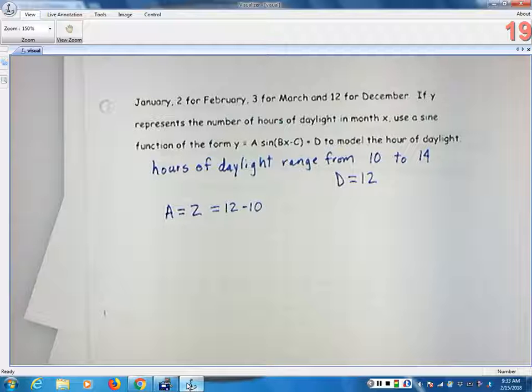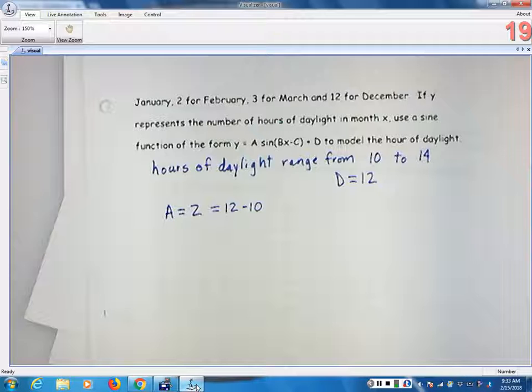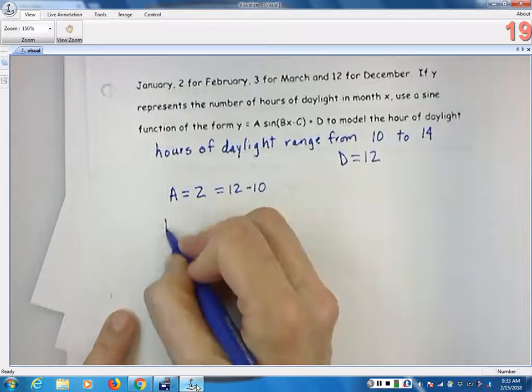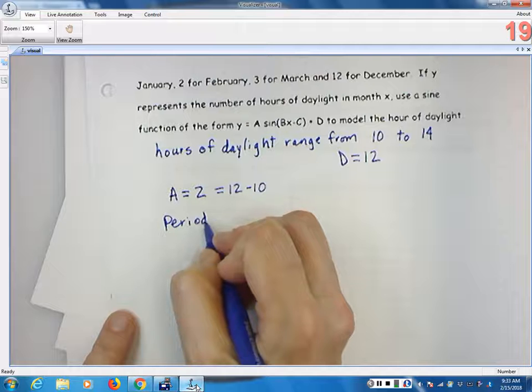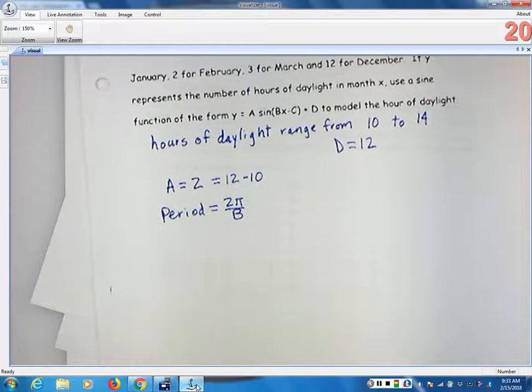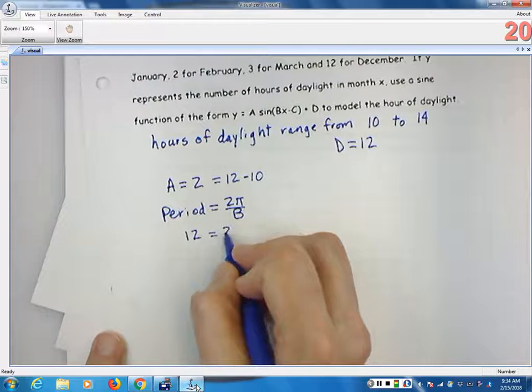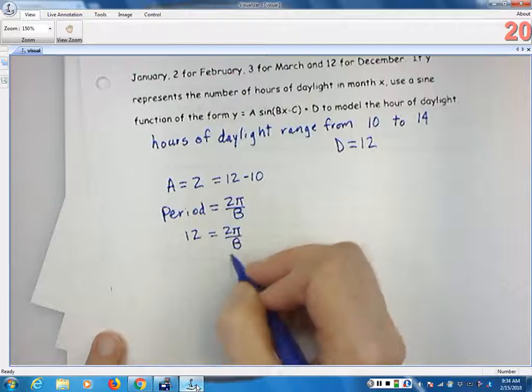Or 14 minus 12. Wait, A has to be 2. Okay, so our period, here's the next slide. Our period equals 2 pi over B. And our period occurs over 12 months. So 12 equals 2 pi over b. So we're going to solve for b.